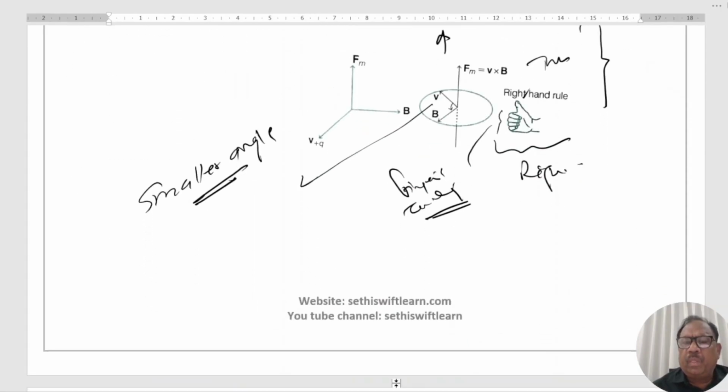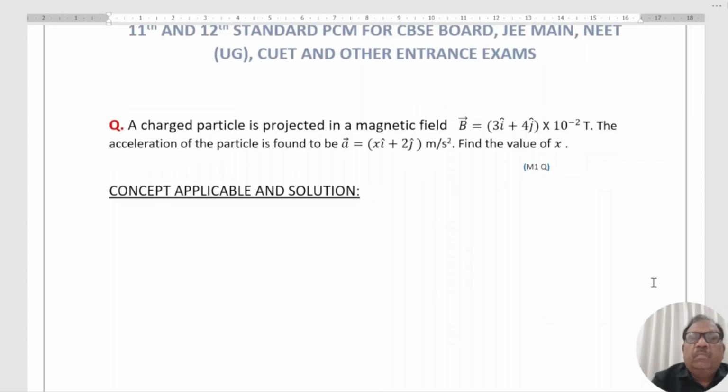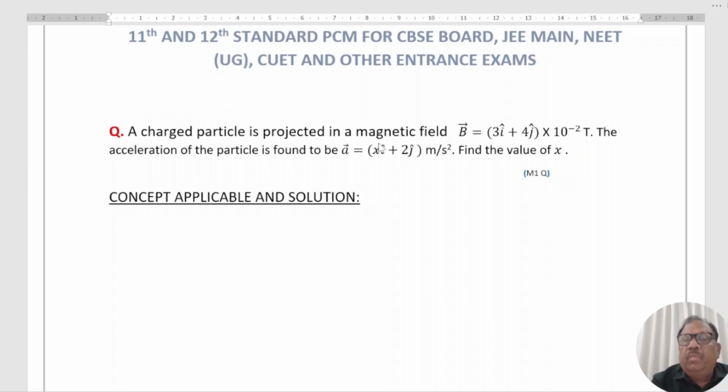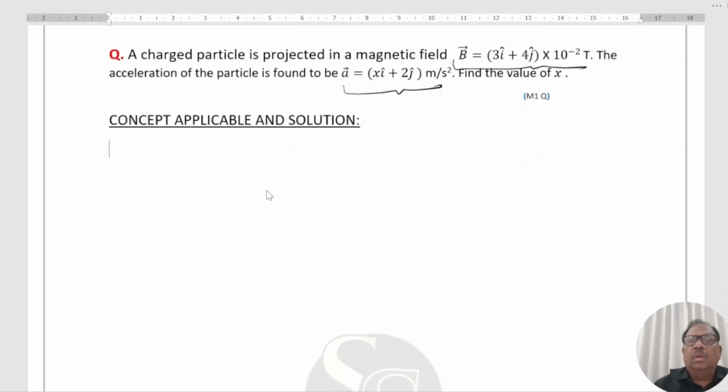Next question. Question is, a charged particle is projected in a magnetic field B equal to 3i plus 4j into 10 to the power minus 2 Tesla. The acceleration of the particle is found to be xi plus 2j meter per second square. Find the value of x. Concept applicable: we know magnetic force. When a charged particle enters a uniform magnetic field, it experiences a force.